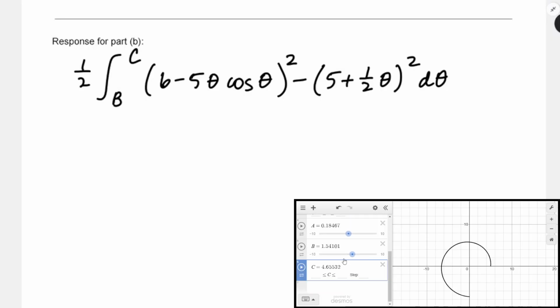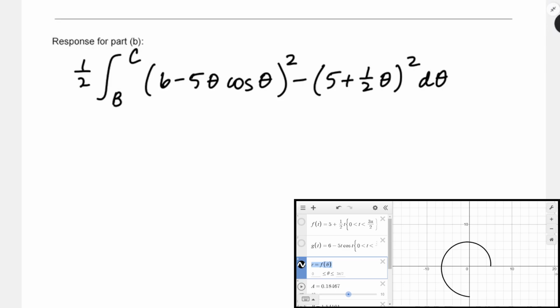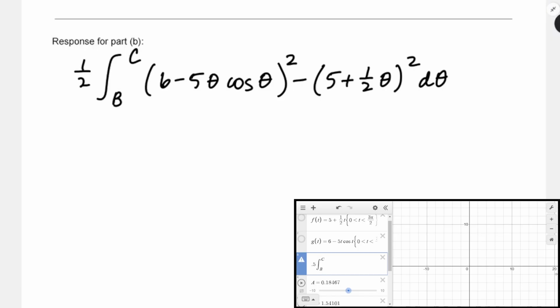I'm just going to get rid of all of that and say, right, 1/2 of the integral from b to c of g of t squared. We're going to need more parentheses around this. Minus f of t squared dt is going to be 377.307. All right.